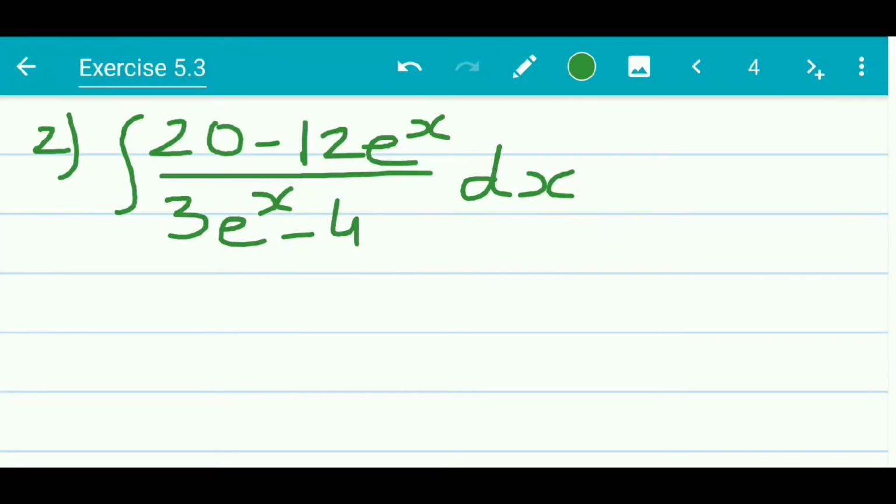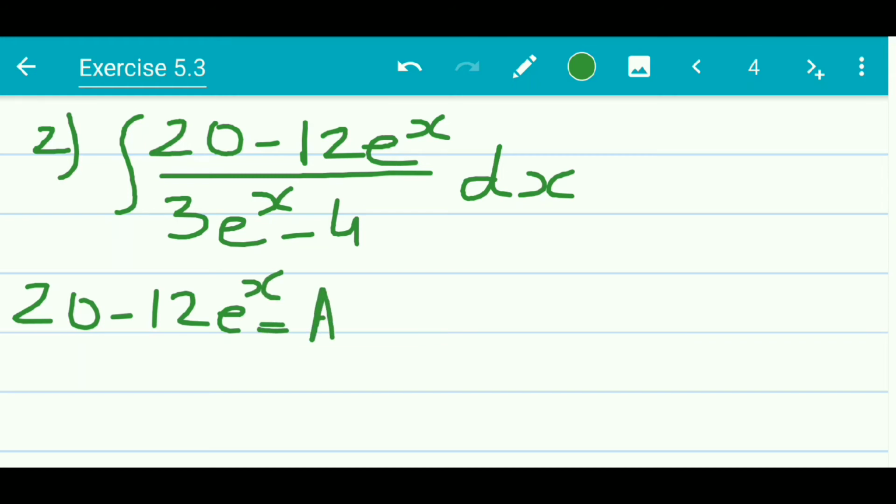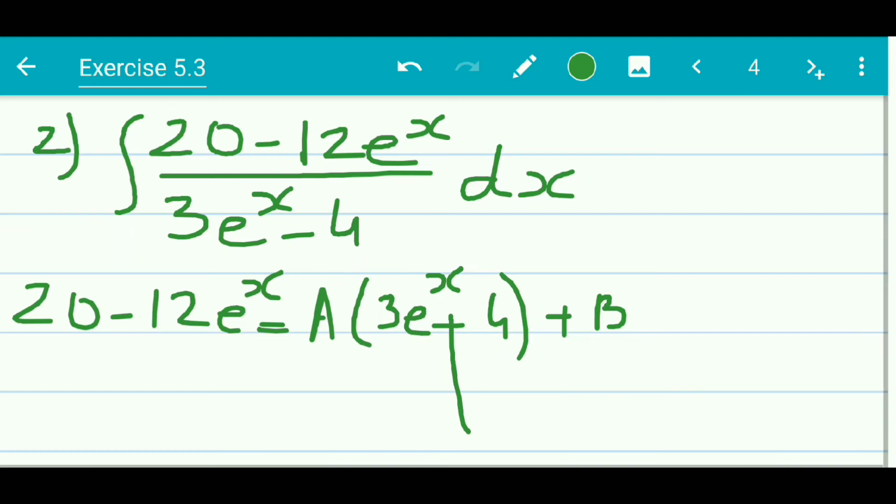In the second sum, the question is integral of (20 minus 12 e raised to x) upon (3 e raised to x minus 4). So we start with the numerator, that is 20 minus 12 e raised to x, which can be written as a into the denominator, that is 3 e raised to x minus 4, plus b into the derivative of the denominator, that is the derivative of 3 e raised to x minus 4.